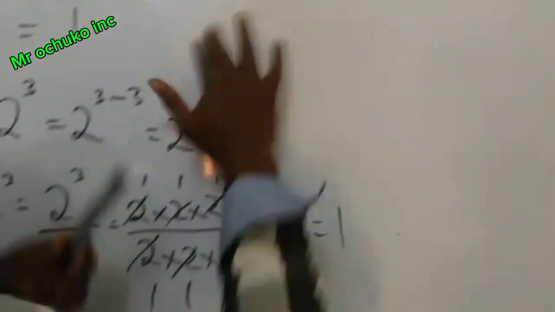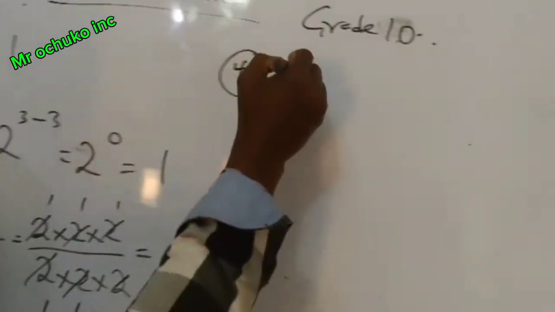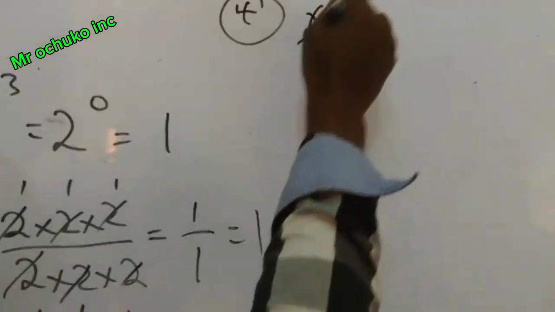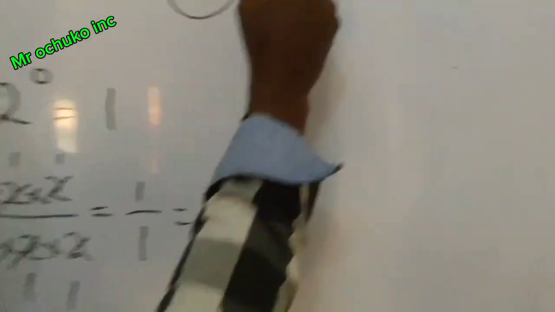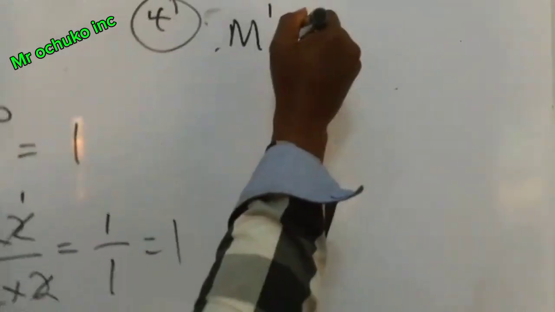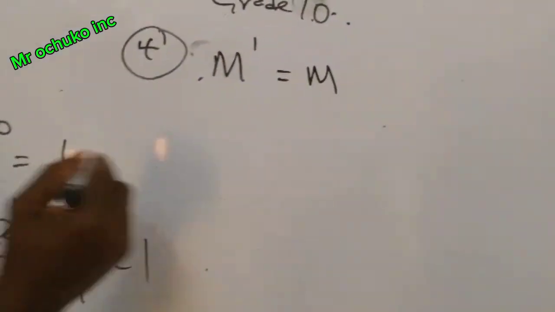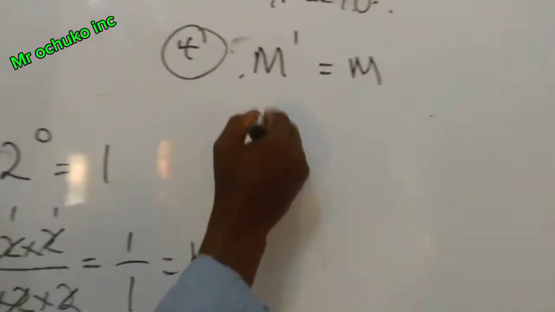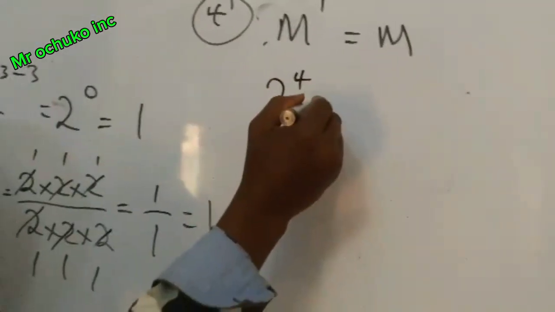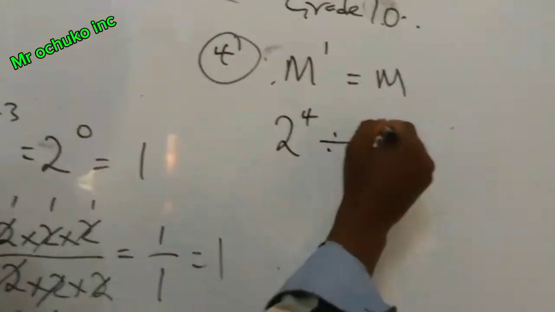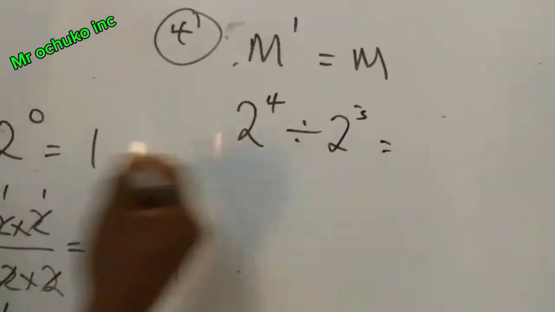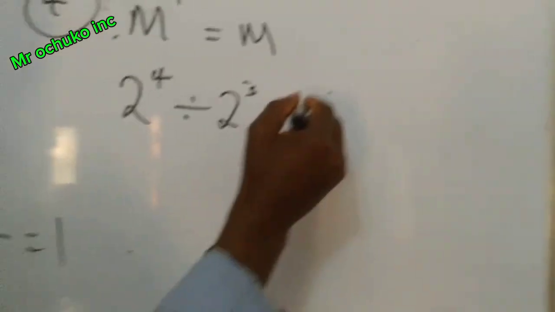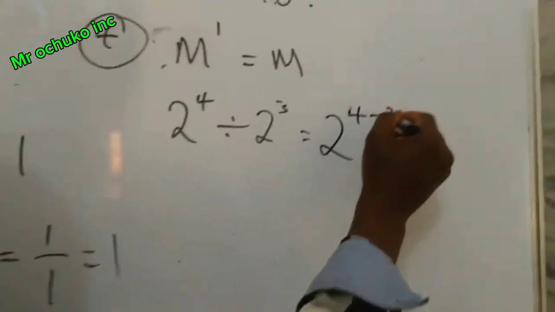Then let's look at number 4: m raised to the power 1 is m. How do we have it? Let me use numbers. If I have 2 raised to the power 4 divided by 2 raised to the power 3, normally, from the law of indices, it becomes 2 raised to the power 4 minus 3.